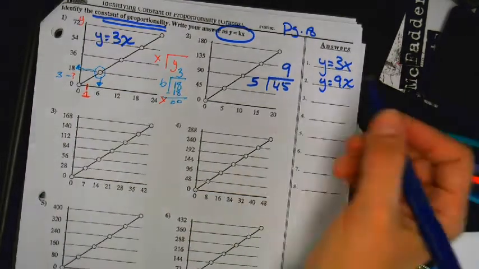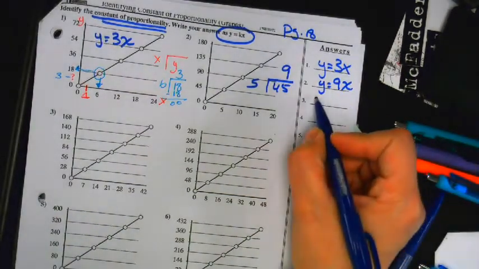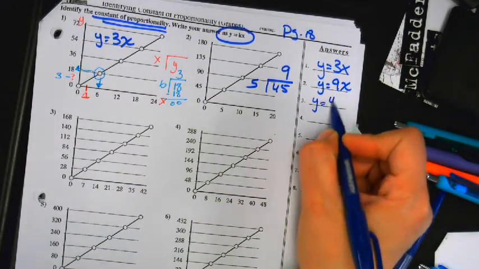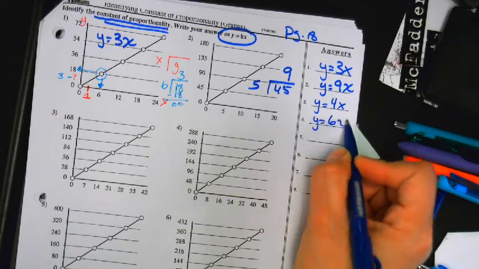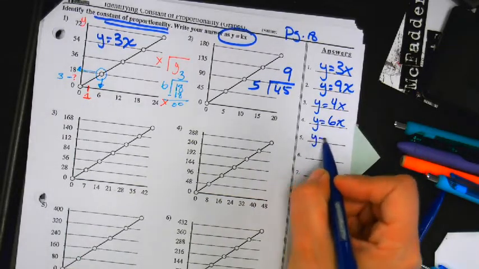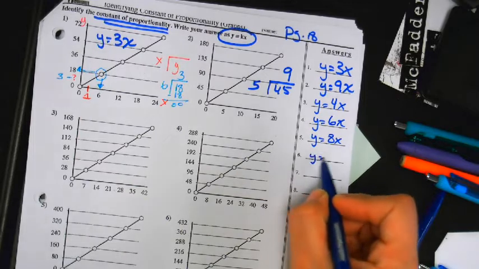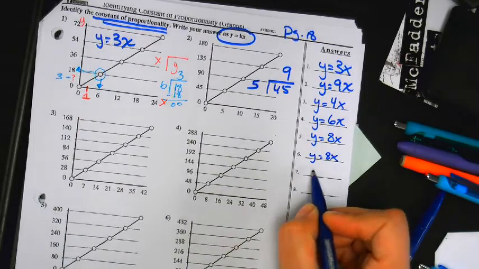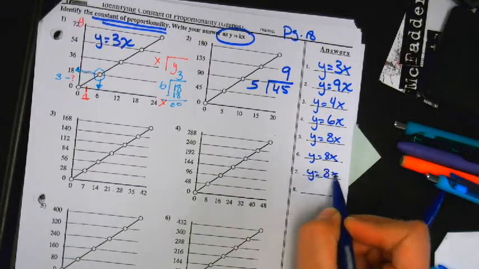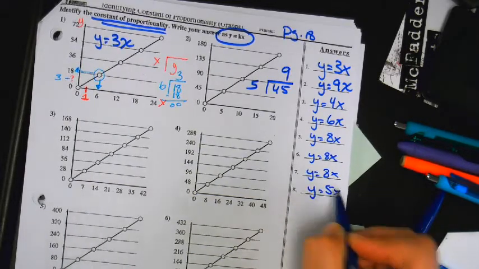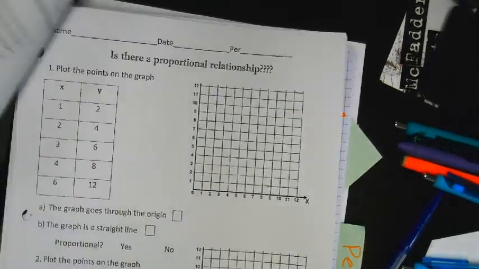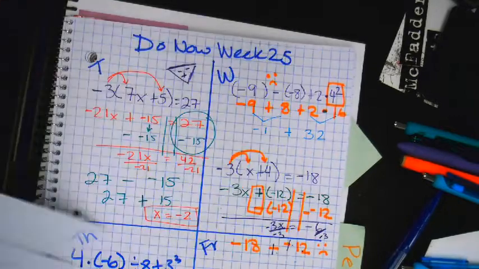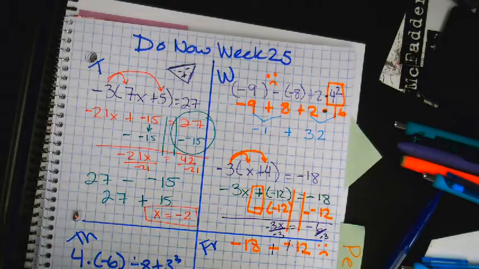Class, what's the answer for number 3? Y equals 4. Y equals 4/50. Y equals 6/50. Y equals 8. Y equals 8. Y equals 5. Pretty easy, right? Imagine having a test of just this. 100% for everybody. Our next quiz should be just this, right? Wait, no, never mind.